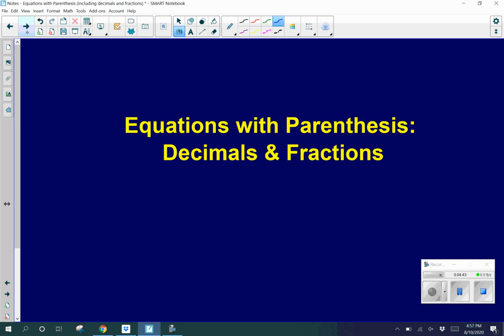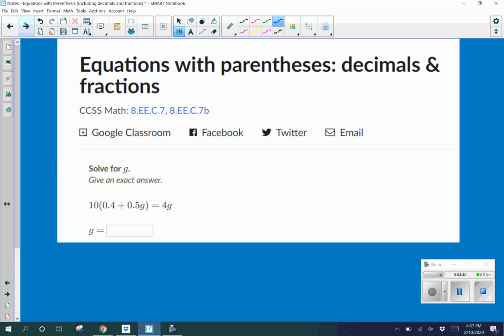So let's move on to some with fractions and decimals in them. In this first example, we're distributing a 10. Now remember, when you multiply through by a power of 10, you're simply just scooping your decimal one place to the right. So 10 times 0.4 is just going to be 4. And then 10 times 0.5g is just going to be 5g.